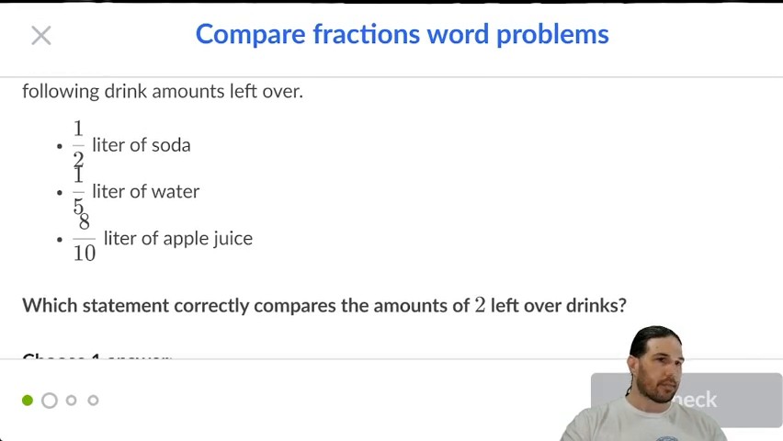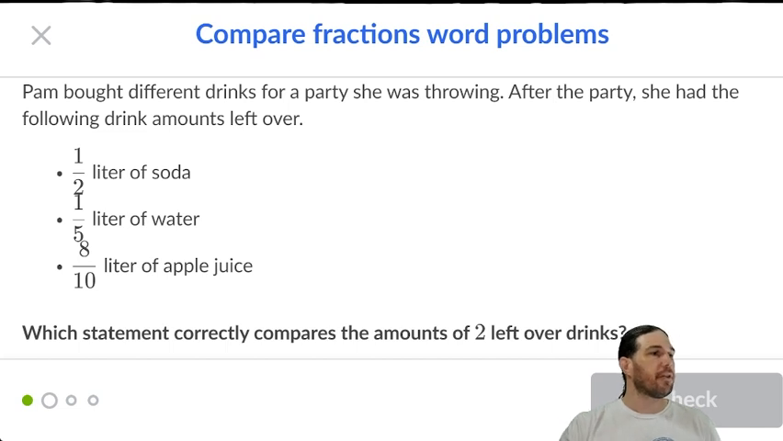Okay. So she has 1/2 liter of soda. She has 1/5 of a liter of water. Okay, I guess it's not tap water. And 8/10 of a liter of apple juice. Which statement correctly compares the amounts of the two leftover drinks?